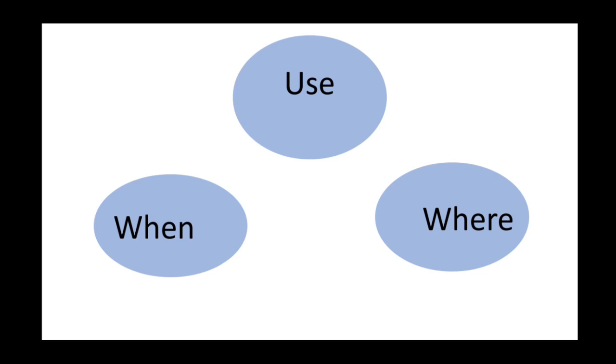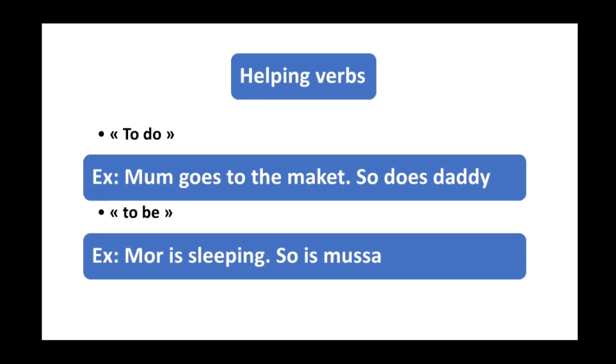Now, we are going to answer the second question, where. So and neither are always placed at the very beginning of the second statement, while either and too are always placed at the end of the second statement. Now we are going to see a very interesting point. It is the helping verbs. Because without helping verbs, we cannot build the second statement.